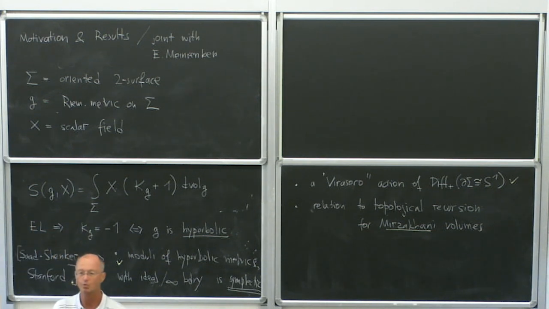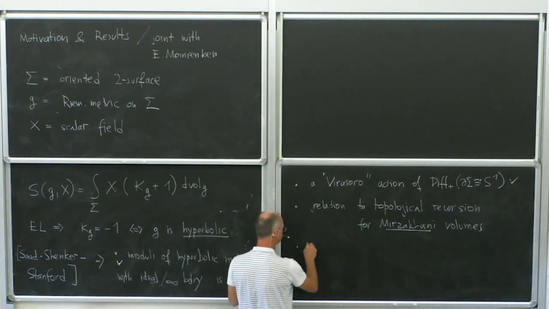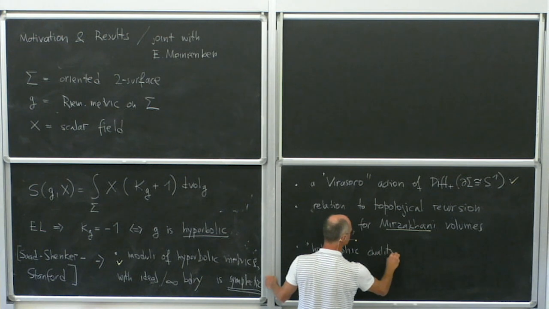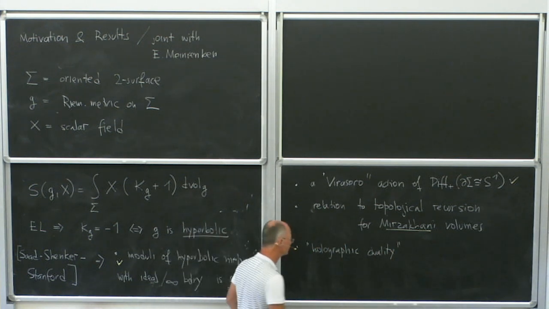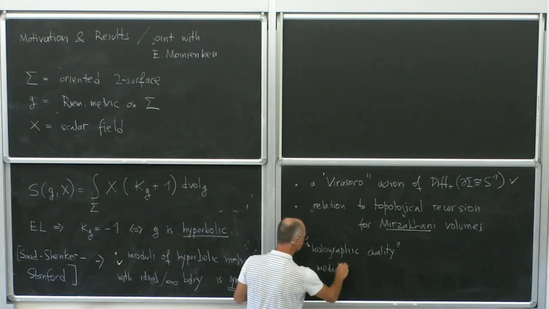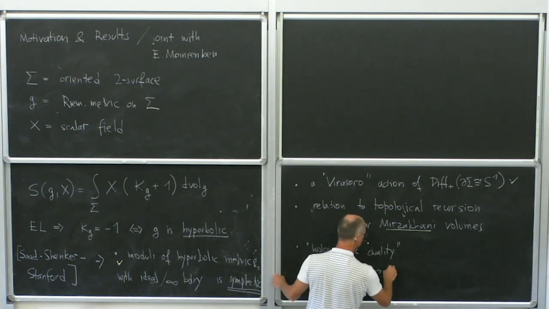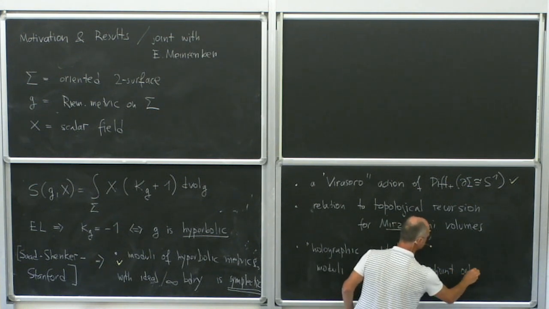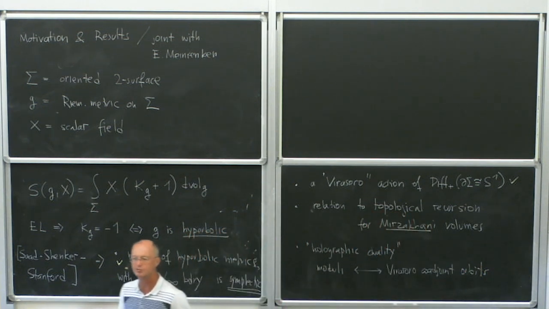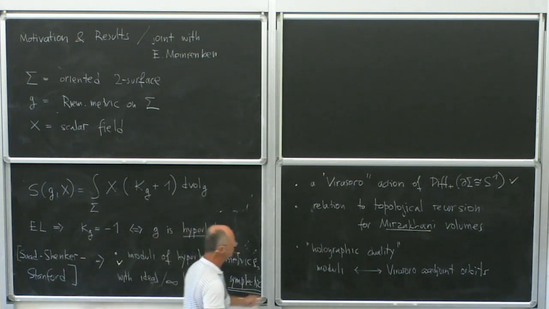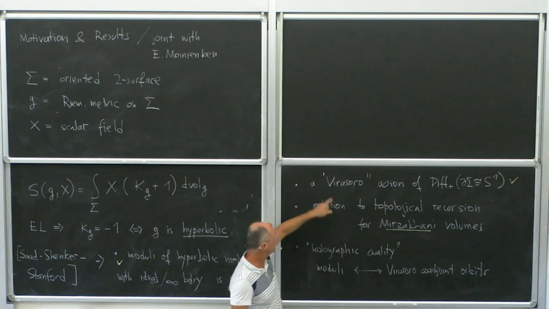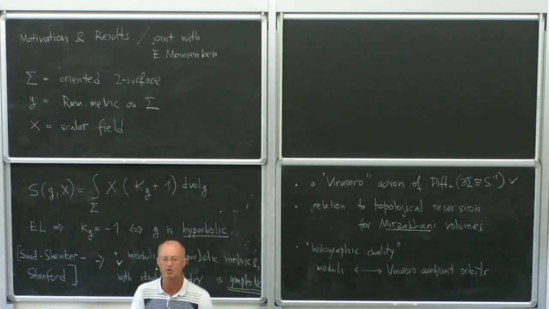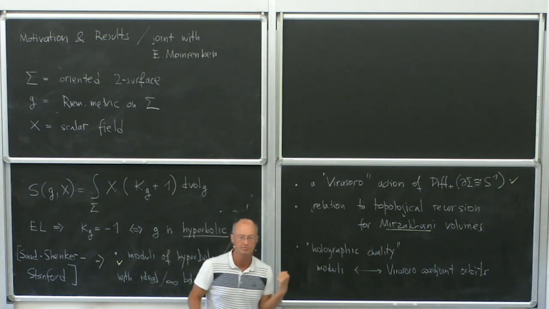Maybe I should also mention one more word. So they are saying that there is some kind of holographic duality, whatever it means, between certain moduli of hyperbolic metrics and certain Virasoro coadjoint orbits. So these are geometric objects which were studied over several decades. And this is of course related to some extent to the fact that there is some kind of action of Virasoro, Hamiltonian action, which includes the cocycle or central extension on that moduli space.